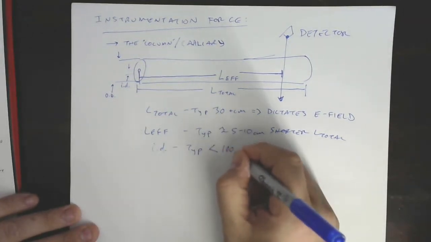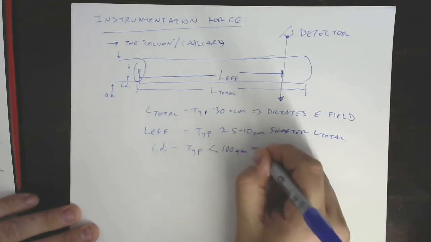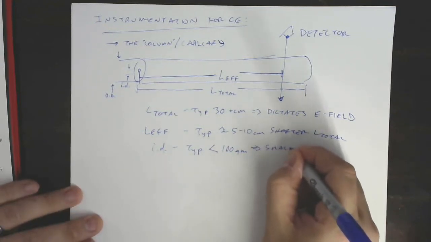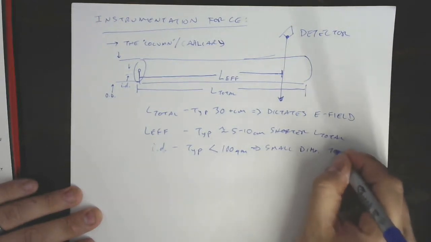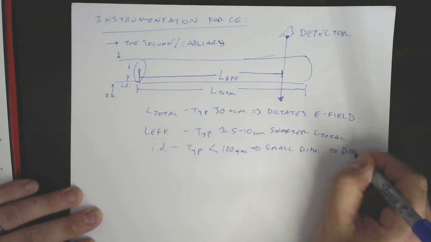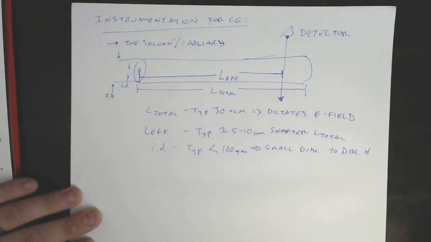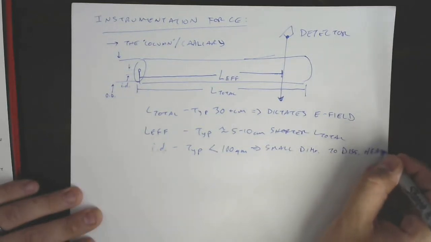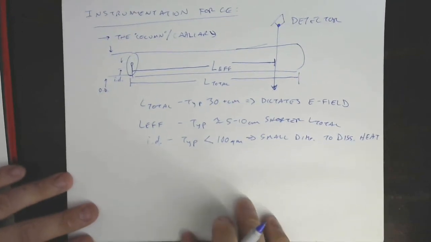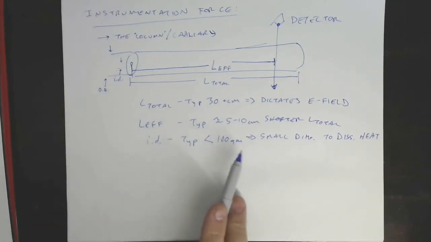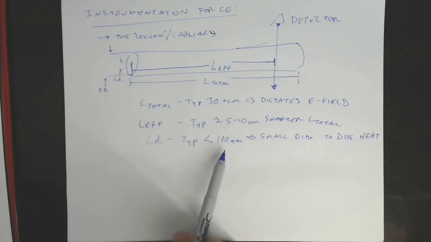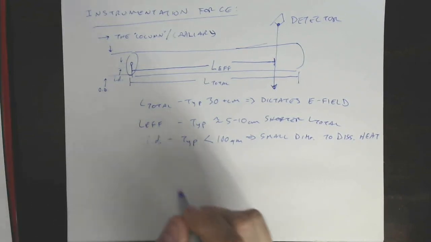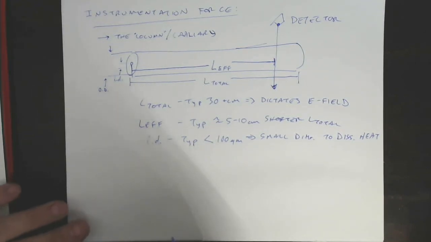less than 100 microns. And we need those small dimensions. We saw this before. We need these small dimensions to dissipate heat, and that's why we rarely ever see CE being done with anything larger than 100 microns. What's more typical is 25, 50, 75 microns. 100 microns would be a pretty big capillary for doing CE.